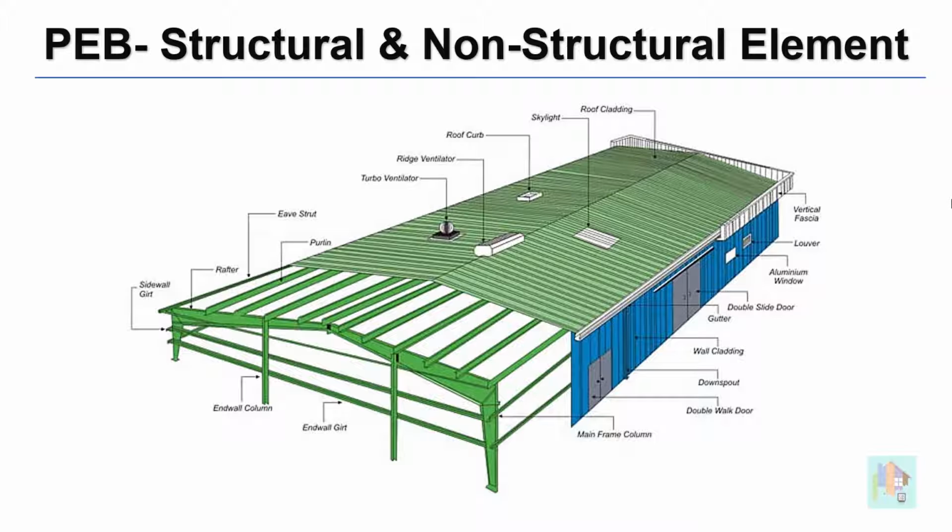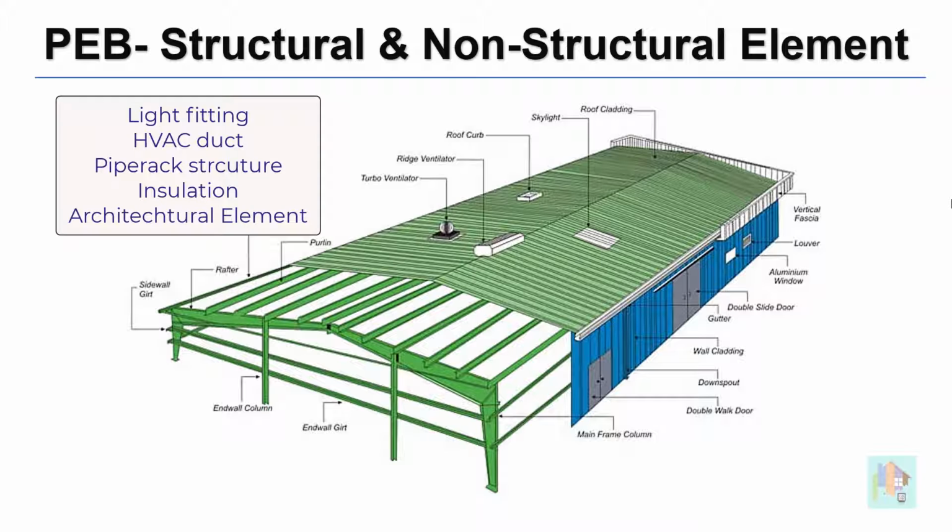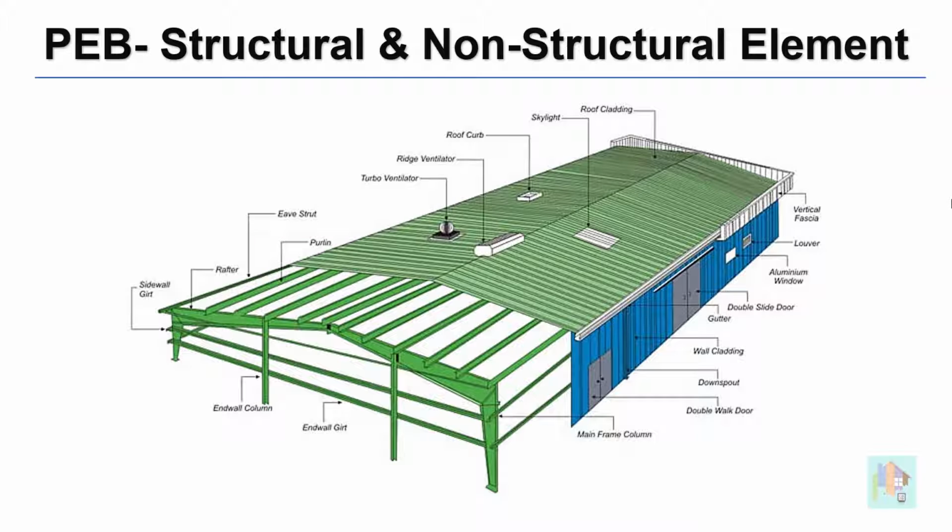Along with this, there are several additional elements which we need to consider during load calculation. For example, light fitting, duct or pipe supporting structure, insulation or architectural components which are connected with the rafter or purlin. Also, there are a few other attachments like the turbo ventilator or ridge ventilator. All these contribute to gravity load which is finally carried by the purlin and rafter and transferred to the column. As the load intensity is small, we can consider this combined with the roof panel weight.